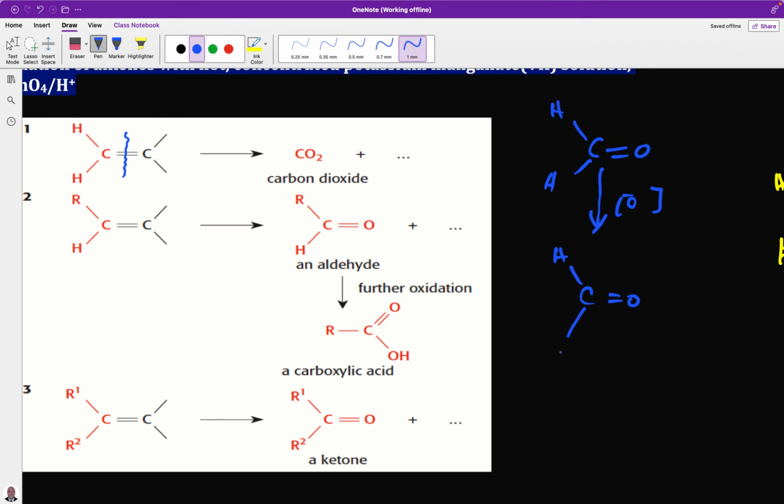Hydrogen, OH. And this will undergo further oxidation again. To what? There will be further oxidation again, because of the presence of the hydrogen. And the final product will be what? Carbon dioxide plus water. You see how the oxidation is taking place now.